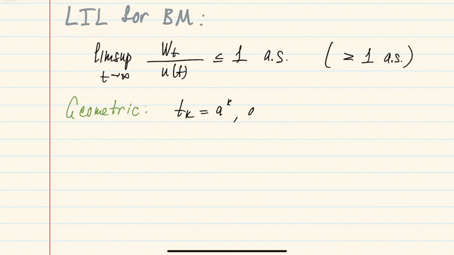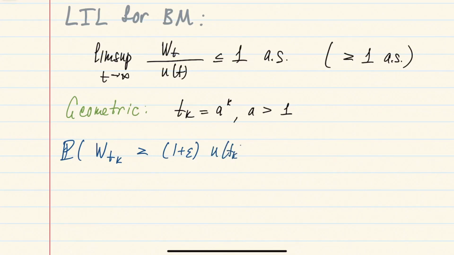k for a greater than 1. Just like in the previous lemma, in a second we'll take this a to be of the form 1 plus epsilon, but here I'll first write something a little bit more general, because that's how it's used in the second part as well. Okay, and then we want to see how we can control the probability that along this geometric sequence the Brownian motion slightly exceeds this level u(t), so it's greater or equal than 1 plus epsilon times u(t_k).